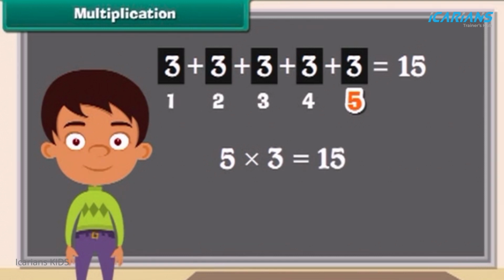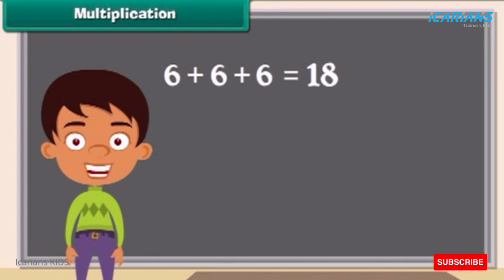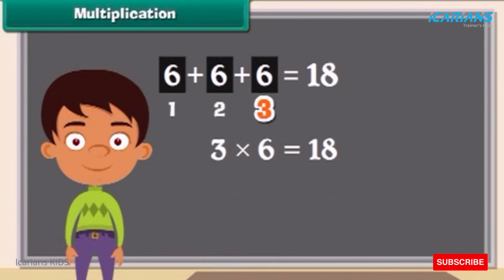Let us take another example. 6 plus 6 plus 6, which is equal to 18. We can also write it as 3 into 6, which equals 18, because 6 appears 3 times.